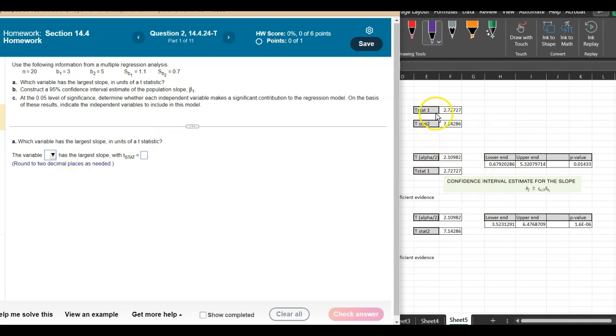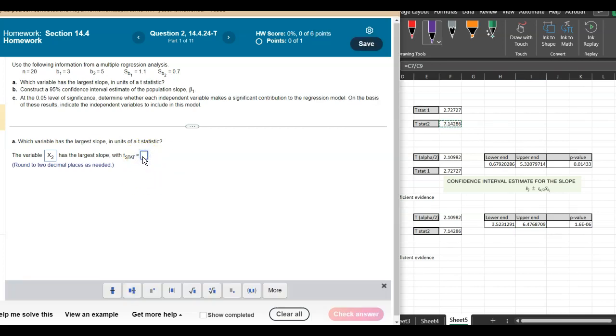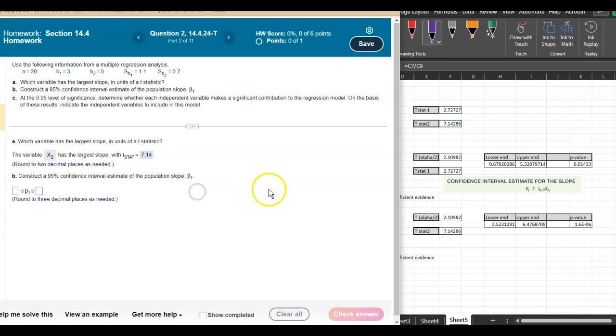So now comparing T1 versus T2, T2 is greater, so we're gonna select X2, sorry. We're gonna select X2, and we're gonna input this value here, copy it, that's the value that we are looking for, right? Round it to 2 decimal places. All set. Check it. Good.